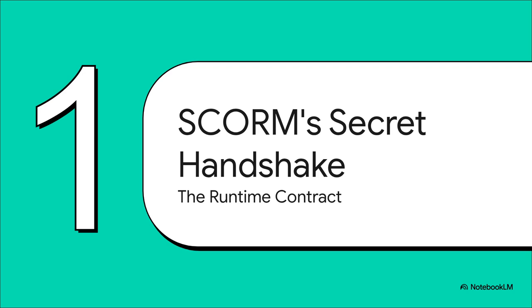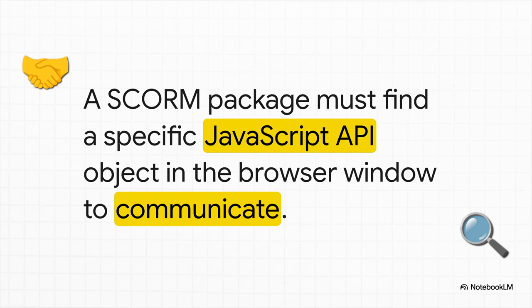It all starts the second a player launches a SCO, or a Sharable Content Object. You can just think of a SCO as a single lesson or a module. The important thing is, it's not just sitting there passively. It wakes up and immediately starts looking for something very specific. And this right here is the absolute foundation of the whole contract.